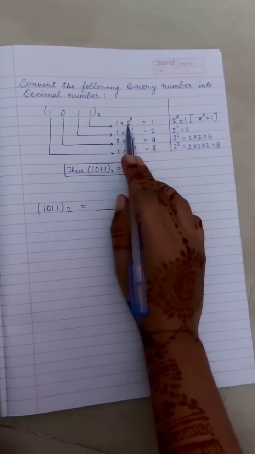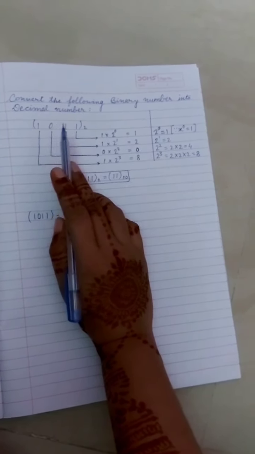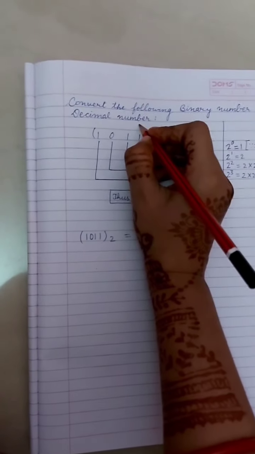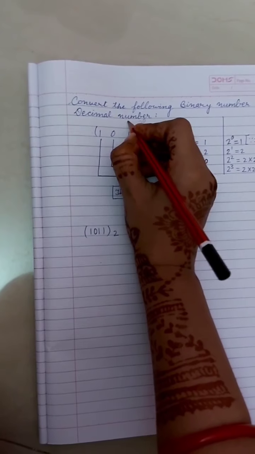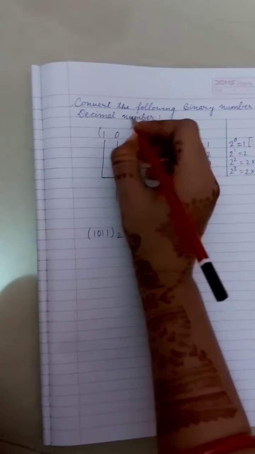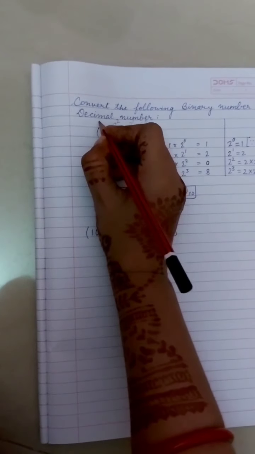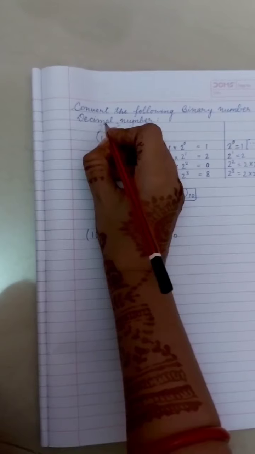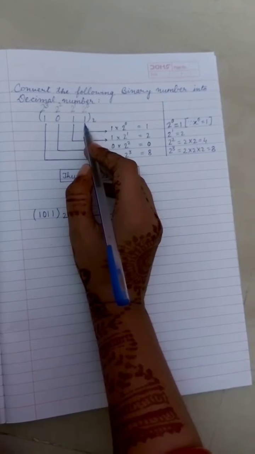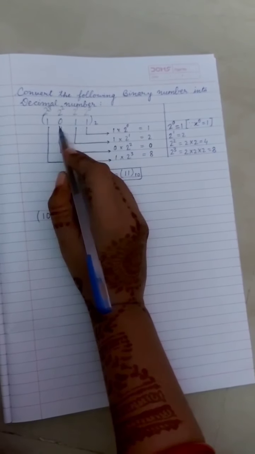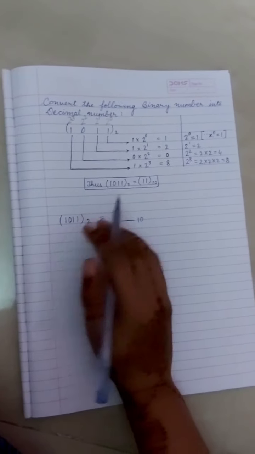They go on increasing as we move from right to left in the binary number, as you can see here.